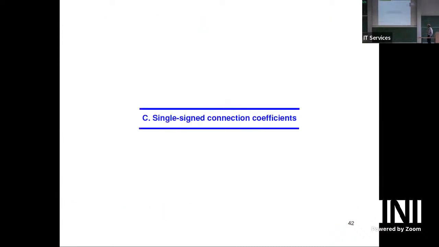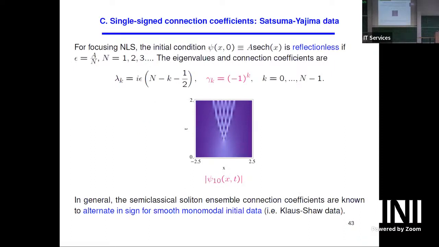Okay, two other things. This one's pretty quick. I find this one kind of amusing. So going back, this is something we saw before. This is the same Satsuma-Yajima data we talked about earlier. So starting with a hyperbolic secant, right? But remember, hyperbolic secant is only a soliton if it's 1 times hyperbolic secant. But I can take like 5 times hyperbolic secant and still compute the scattering data for it. Or I can now because Satsuma and Yajima did that.